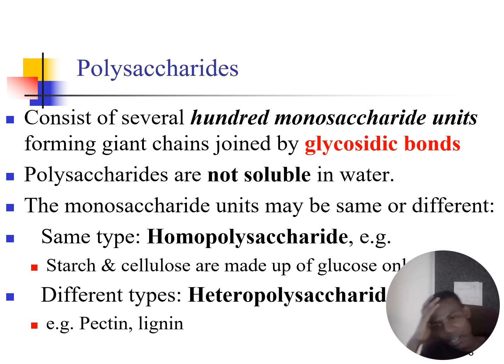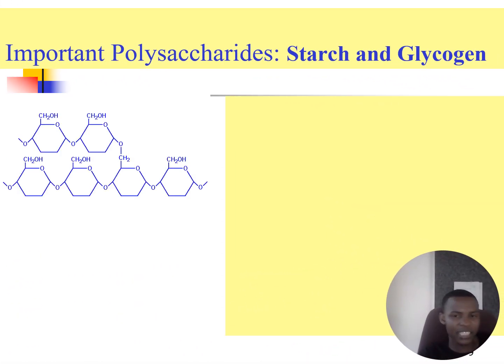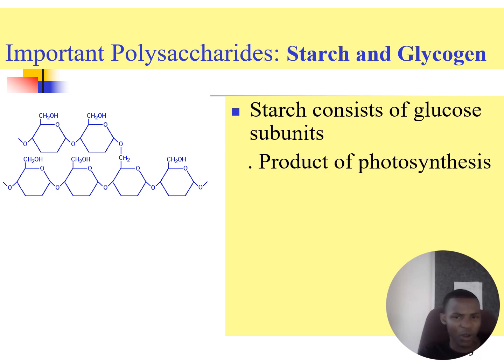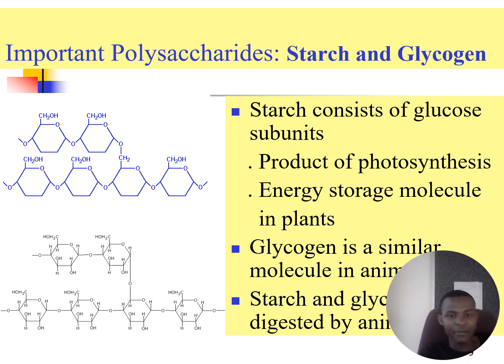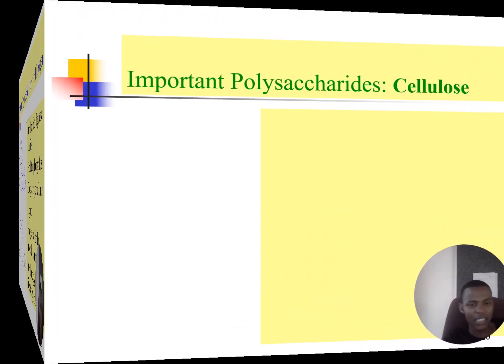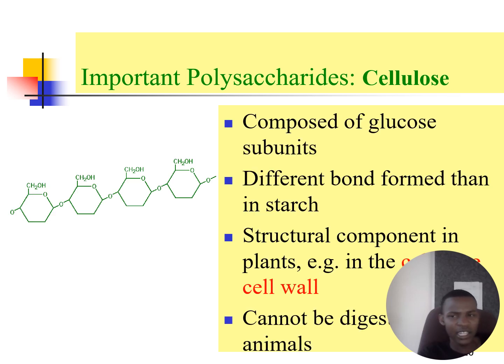Important polysaccharides that you need to discuss are starch and glycogen. You're going to read a lot about starch, know a lot about starch, then go to cellulose and know about cellulose. After cellulose, you go to chitin and know about chitin.